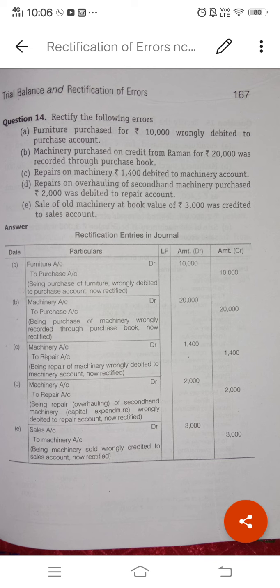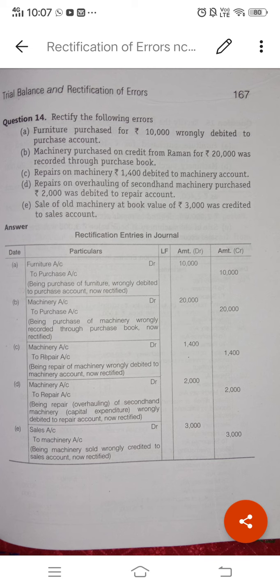Okay, next one. Sale of old machinery at a book value of 3000 was credited to the sales account. So first you have to know what the correct entry for sale of old machinery is. That is cash account debit to old machinery account, or machinery account, whatever it may be. So the correct entry is cash account debit to old machinery account. Instead of crediting the old machinery account with 3000, it was credited to the sales account.